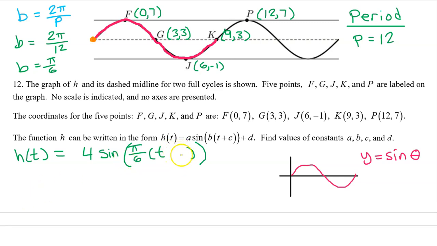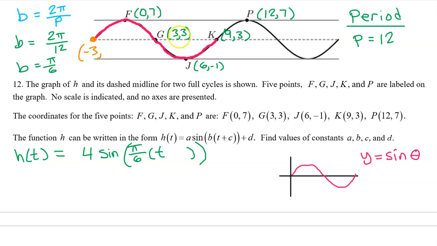Now it's time for the c value, which will always be the opposite of the phase shift. And the phase shift is just the first input value. So as we look at how the input values are changing, 0 to 3 to 6 to 9 to 12, successive input values are increasing by 3 each time. That means if I move to the left, I'm going to be decreasing by 3. So this input value will be negative 3.